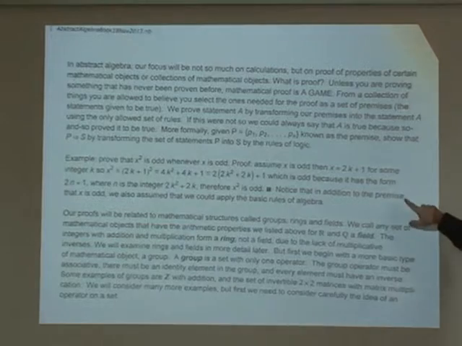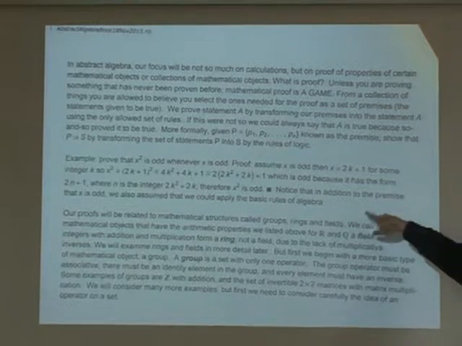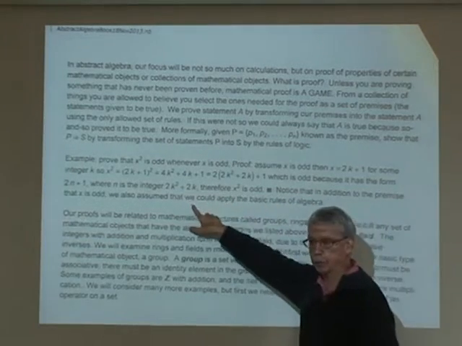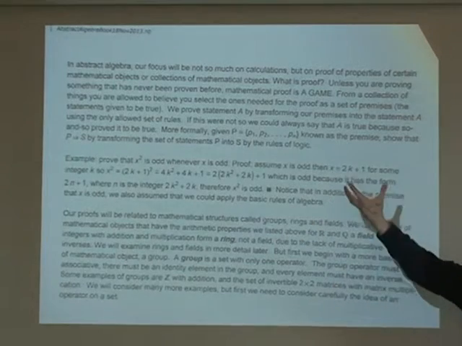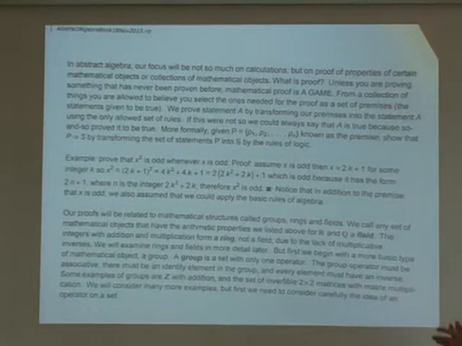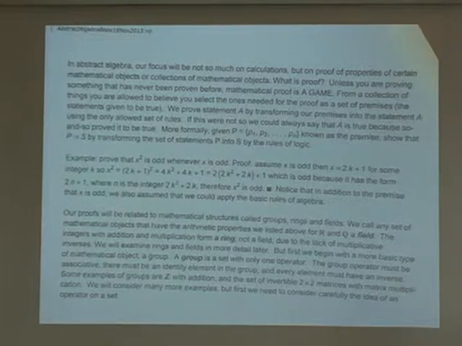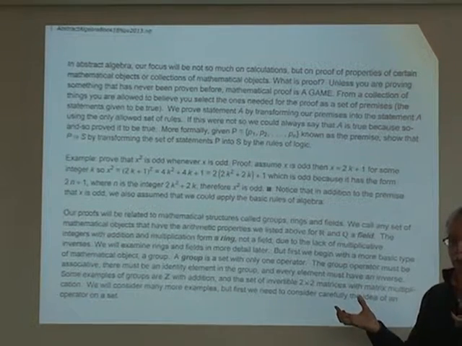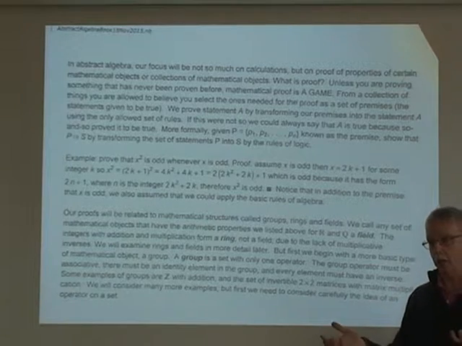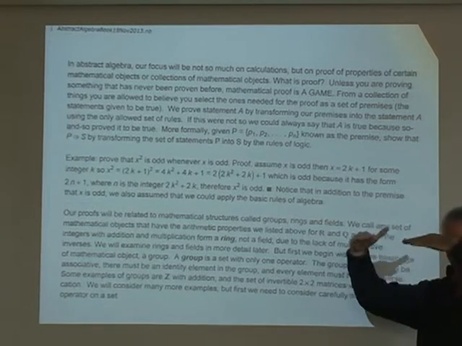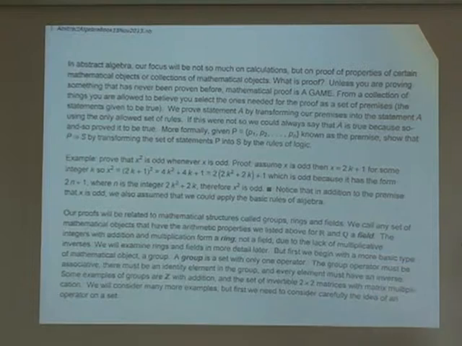So notice that in addition to the premises, I had to assume the basic rules of algebra to complete this proof. So they're, in effect, part of the premises, part of the world I'm allowed to believe. Now this is something so basic that usually you say, well, the square of an odd is odd, I know that. But that's why it's a game: what am I allowed to know?